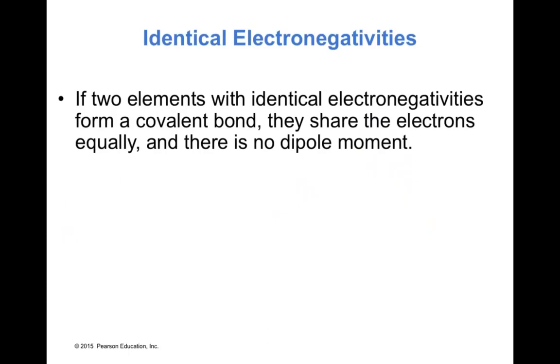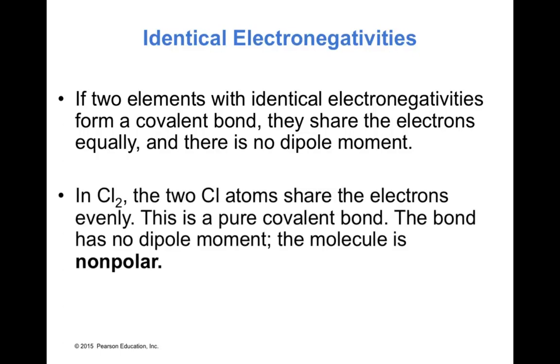So what happens if we have two identical electronegativities? If two elements with identical electronegativities form a covalent bond, they share the electrons equally, and there is no dipole moment. So that means that if we think about the two electrons again between those two elements, the electrons are going to be in the middle of those two elements without creating those dipole moments at the end.